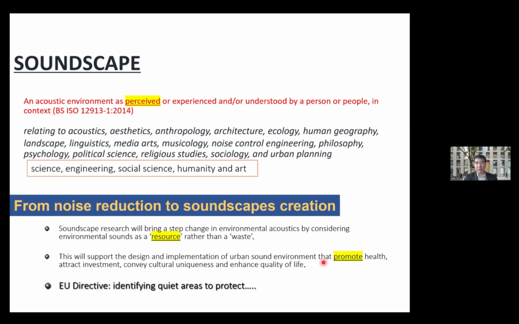If we design a good sound environment, we can make people's health better rather than just say we want to reduce noise in order to not make people's health worse. So we can make a plus rather than just preventing a negative. All this is pushed by the EU directive and also made big progress by researchers and practitioners. So there's a big tendency from noise control to soundscape creation.